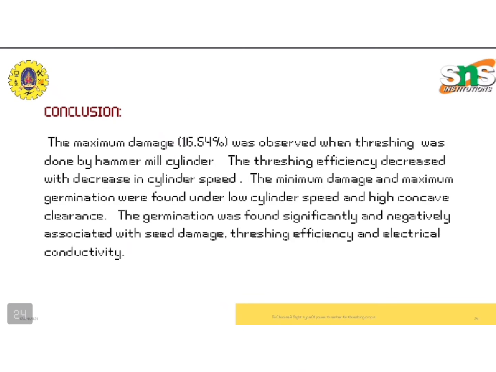Let's come to the conclusion part. The maximum damage of 16.54% was observed when threshing was done by the hammer mill cylinder. The threshing efficiency decreased with the decrease in cylinder speed. The maximum damage and maximum germination were found under the lower cylinder speed and high concave clearance. The germination was found significantly and negatively associated with seed damage and also threshing efficiency, then electrical conductivity.